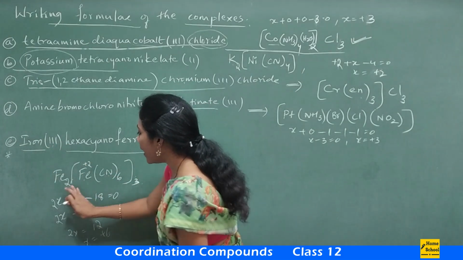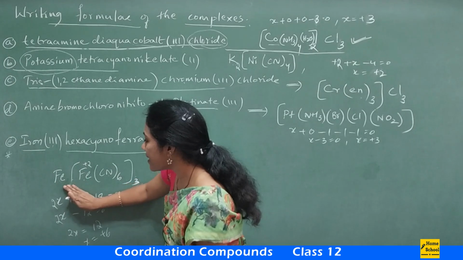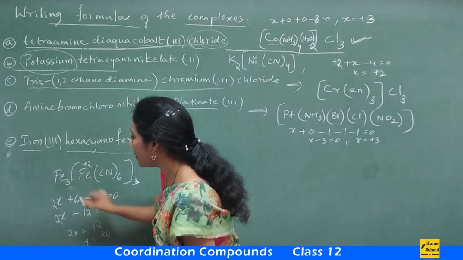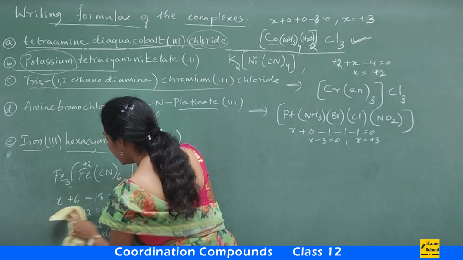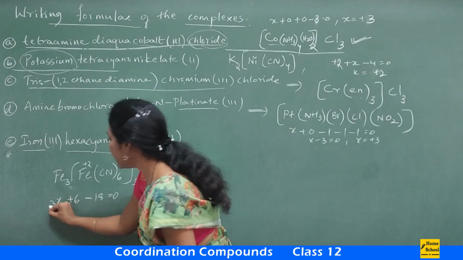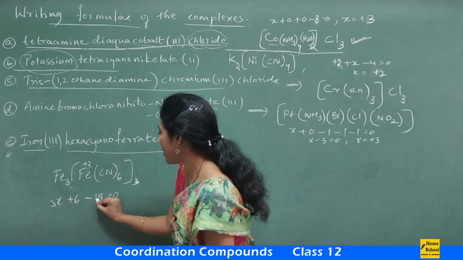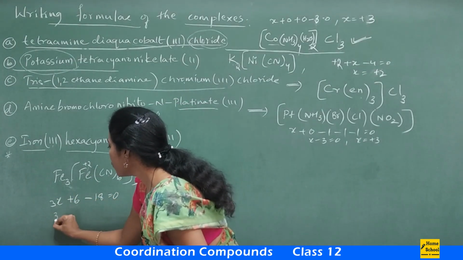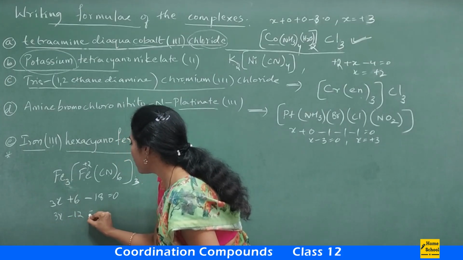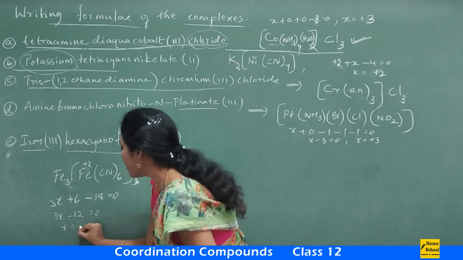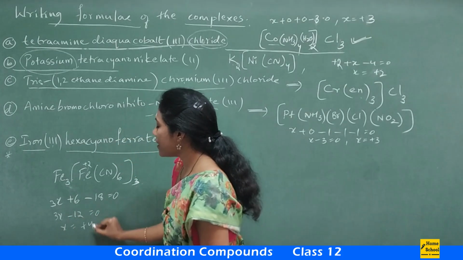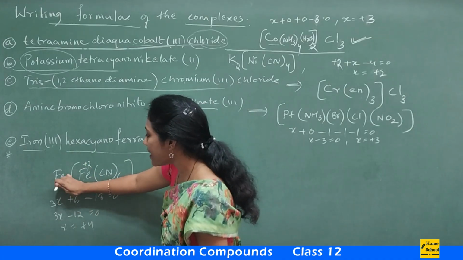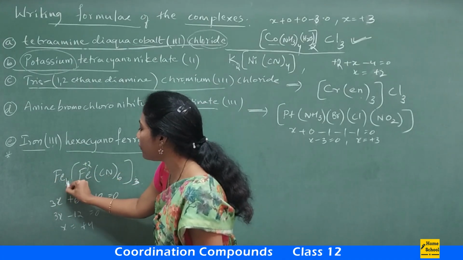So now we can't put 2 either. Increase the number, I'll put 3. If I put 3 here, I'll get 3x. 3x plus 6 minus 18 is equal to 0. So 3x minus 12 is equal to 0, so I'll get x is equal to plus 4. Plus 4 is also wrong. So I'll increase one more number. I will put 4 here.